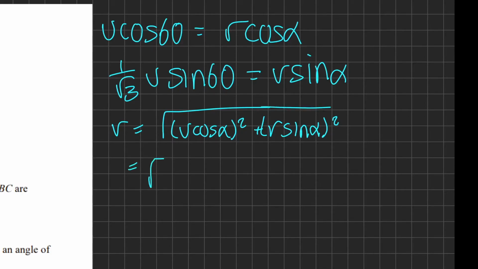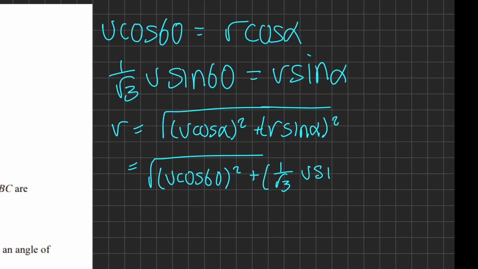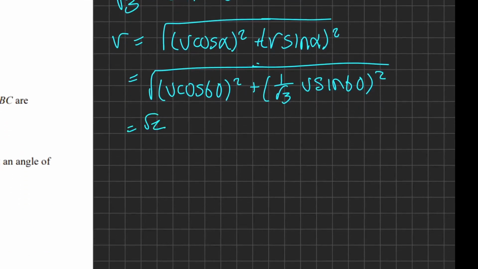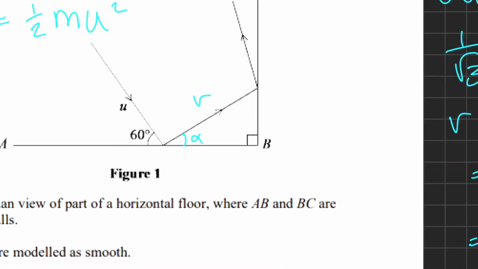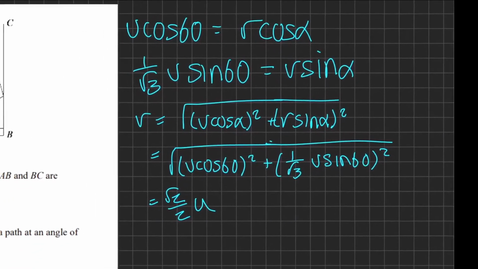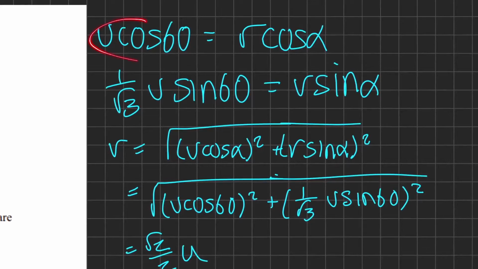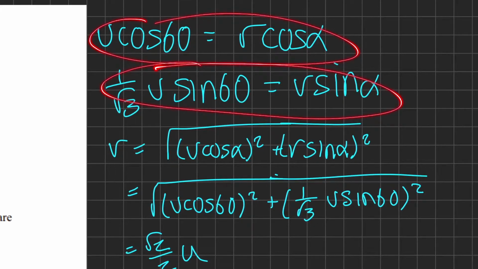And that's equal to the square root of u cosine 60 squared plus 1 over root 3 u sine 60 squared. Now that gives us root 2 over 2 u. We can now go back to our diagram and replace this v with what we know it's equal to in terms of u, root 2 over 2 u. Also, one important thing to notice is that these are the parallel and perpendicular components with respect to AB, and let's just mark these in to help us out.